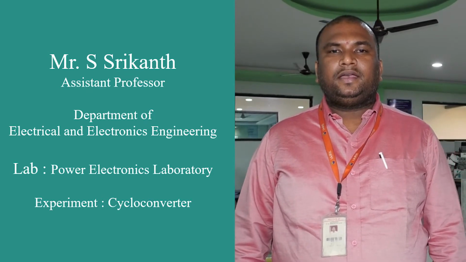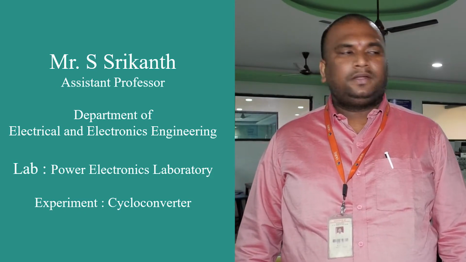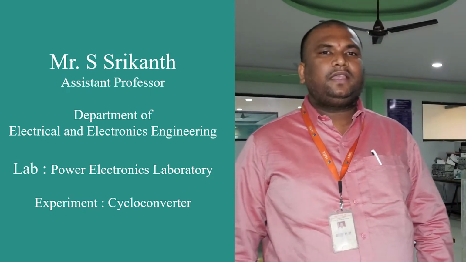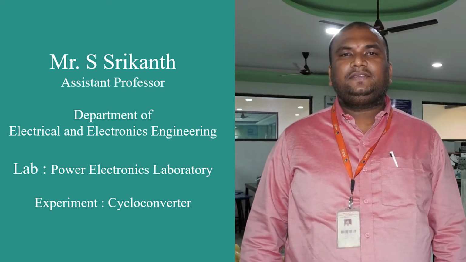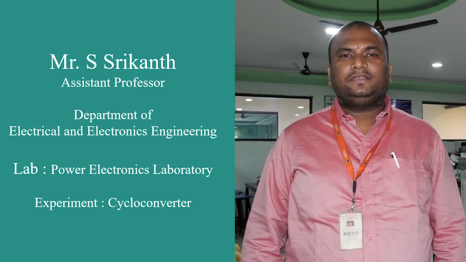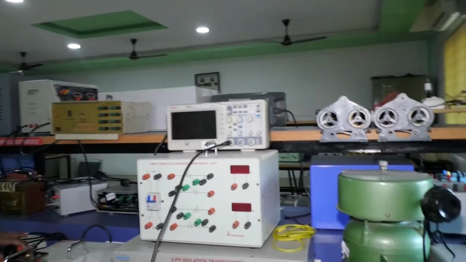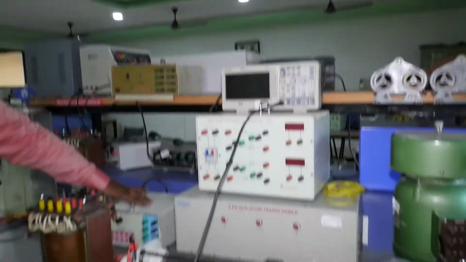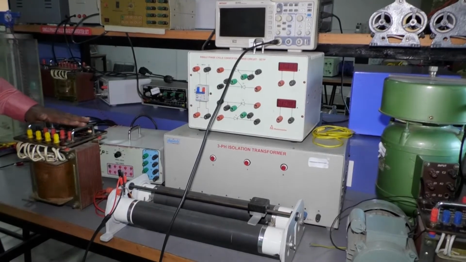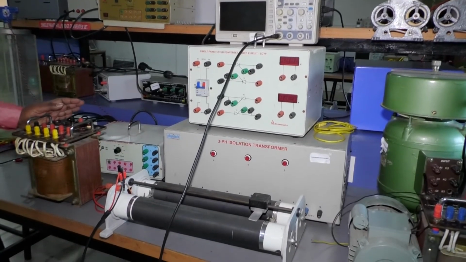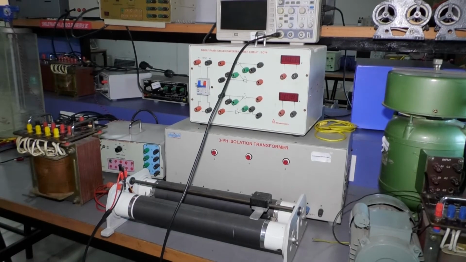Today, I am explaining the power electronics lab experiment, that is cycloconverter. Cycloconverter is a converter which converts a fixed AC into variable AC. For this, we require one power unit and triggering unit for the cycloconverter, a CRO, and the midpoint transformer, and we need to connect the rheostat load.